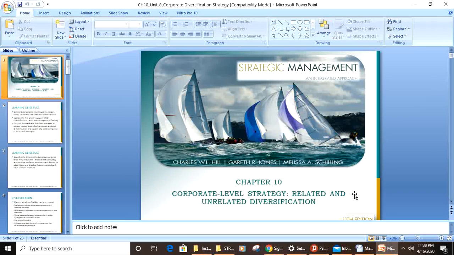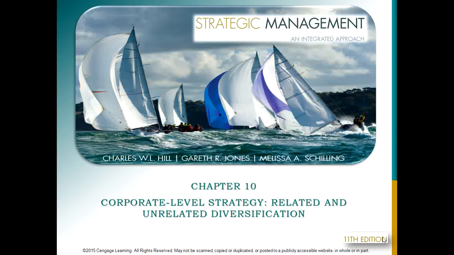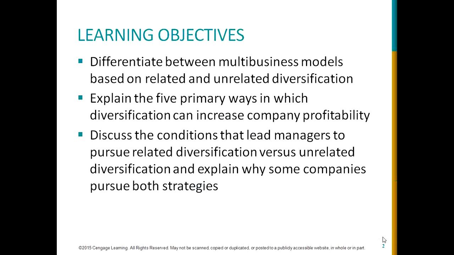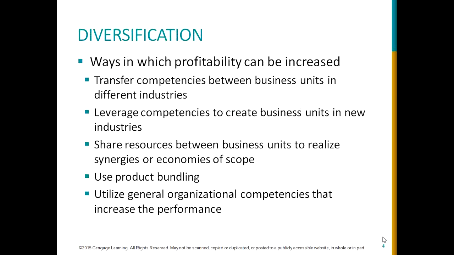Good morning, students. This is Dr. Mirza. Now we are on the last chapter of this course, that is chapter 10, corporate level strategy, related and unrelated diversification. Now moving on here, we can see this particular chapter deals with some of the important issues relating to diversification. That is, this chapter continues with the discussion of corporate level strategy that began in chapter 9, diversification into more than one business at the corporate level.